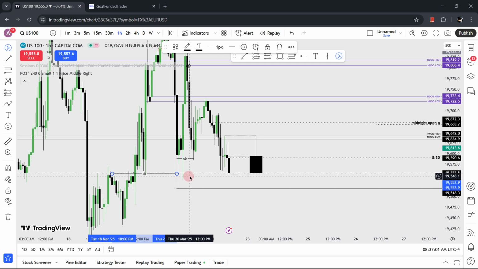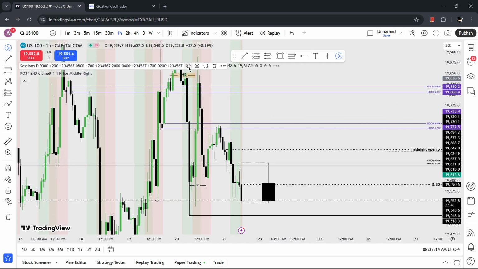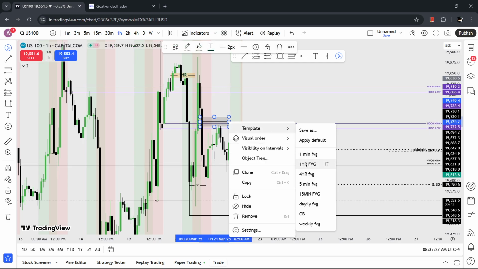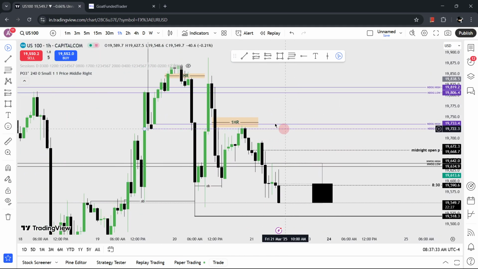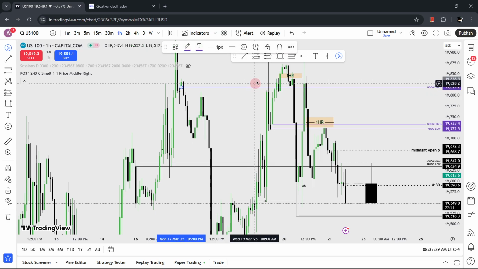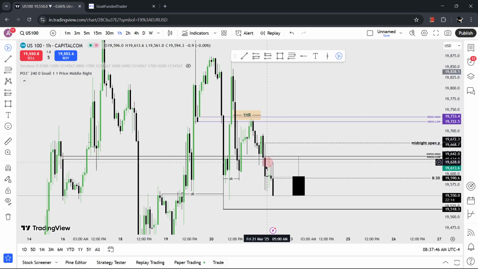We have our extra day low here. We had this 1 hour fair value gap facing us. So for your eye to catch up, this was the Asian session. You had just this 1 hour fair value gap. Wait a second. Let me remove all the clutter.